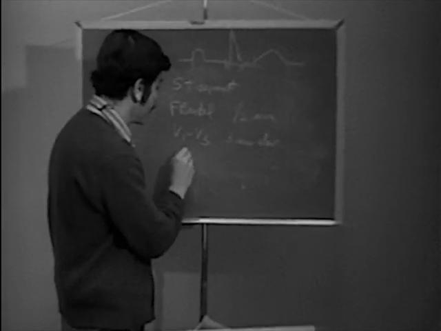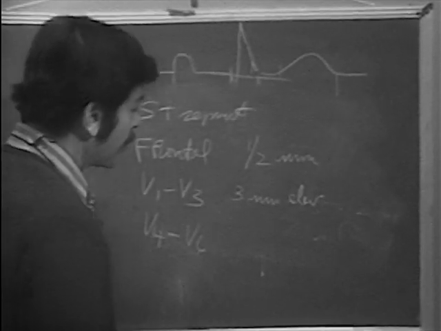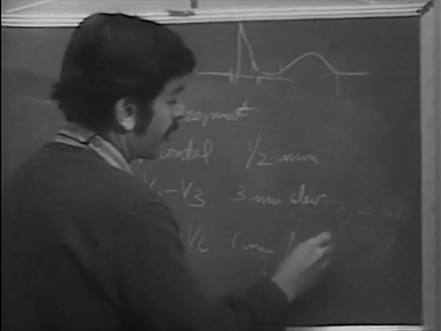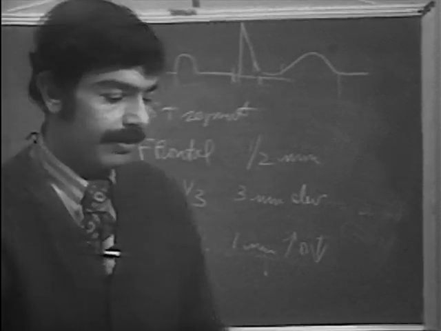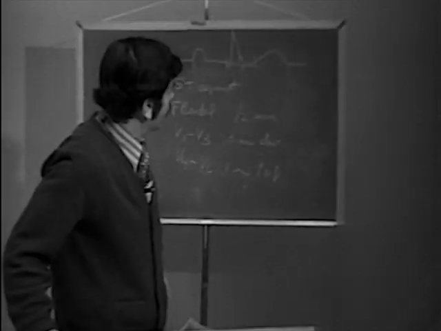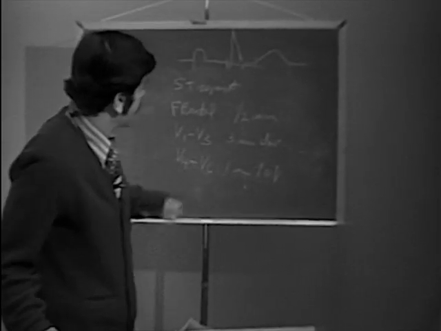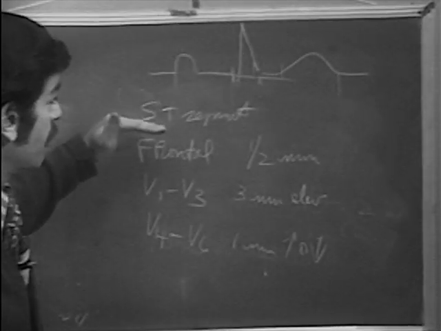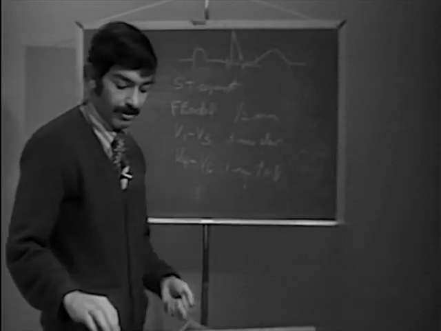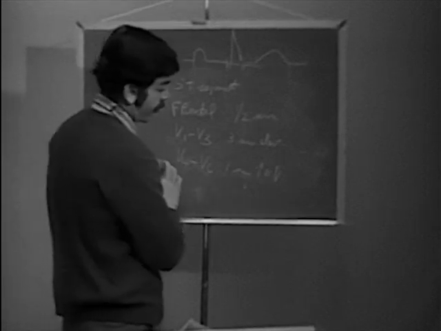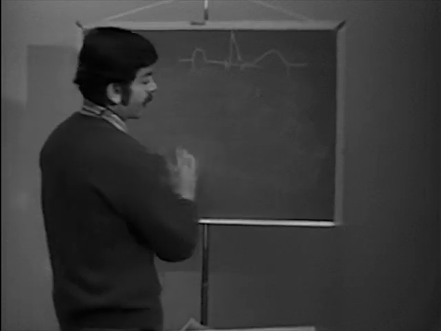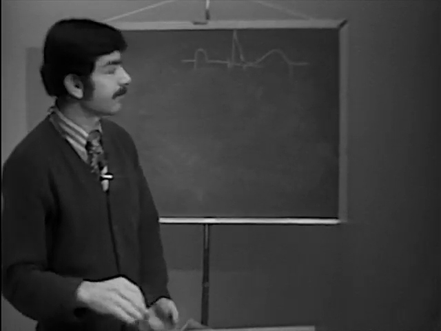In V4 through V6, you can have 1 millimeter elevation or depression before it becomes abnormal. So that's the ST segment. And just to reiterate, the ST segment is important in terms of its elevation or depression, and not so much in terms of its duration, though duration is a little bit important too, when it comes to things like calcium levels. We'll talk about that when we talk about disturbances of repolarization later on.